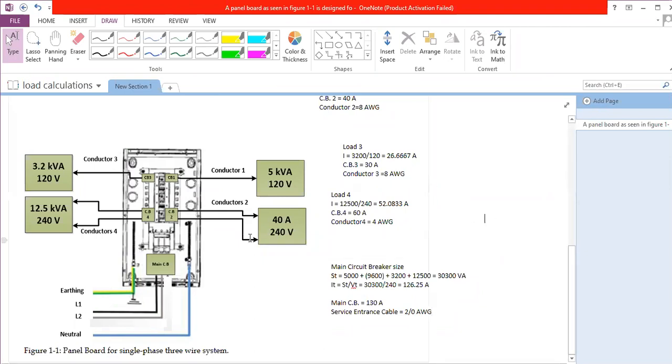So this is the size of the service entrance cable. Clear, Shabab? So in this way, I calculated the branch circuits, what is the circuit breaker of the branch circuit and the conductor for each branch circuit and circuit breakers. Then I have to calculate the main circuit breaker and what is the main service entrance for the service breaker. Clear, Shabab?